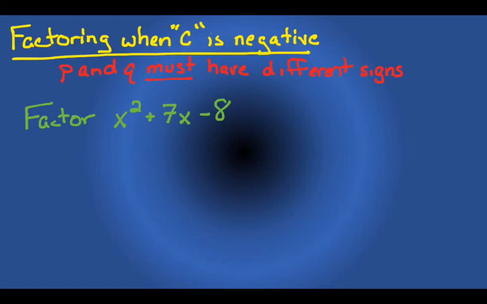Finally, what we're going to look at is when we are factoring and c is a negative number. Now, on the last one, when we had b as a negative number, both p and q had to be the same sign. They had to be negative, because that's the only way it would work. Well, in this case, p and q are going to have different signs, because that's the only way you are going to end up with a negative 8. So you're going to have one that is positive and one that is negative.